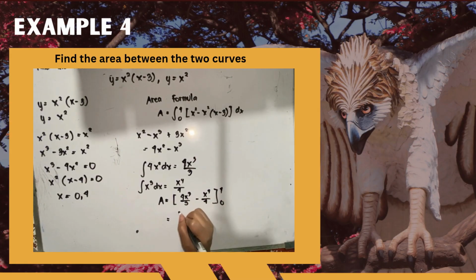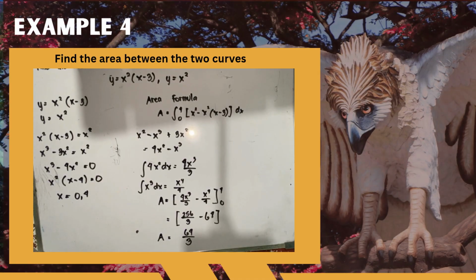And now our final answer is, we will do 56 over 3 minus 64. And now for our final answer, we have area equals 64 over 3.